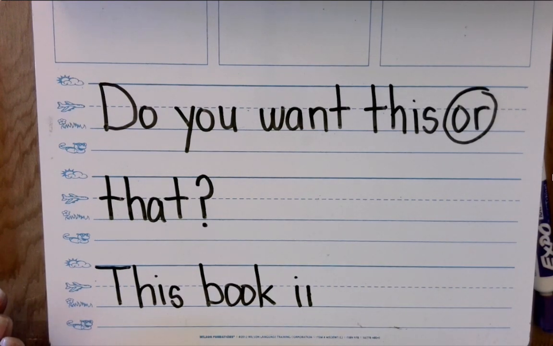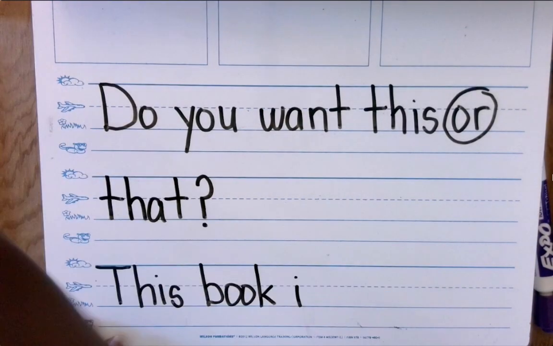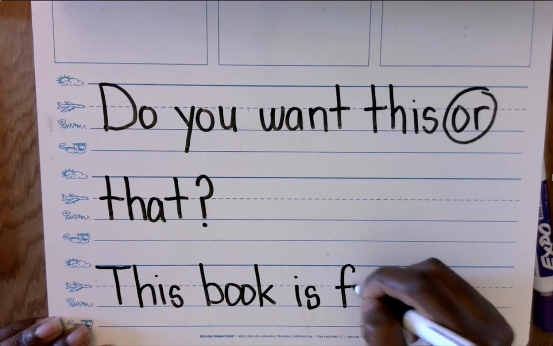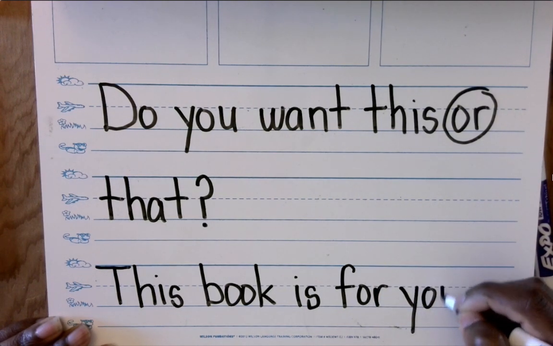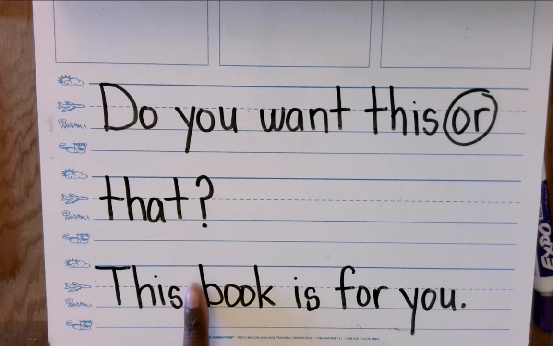Oops, made a mistake. Where's my eraser? It's okay to make mistakes. All right, let's make sure Miss Maynard wrote her sentence correctly. Did I start with a capital letter? Yes, I did. Did I end with a period? I did.